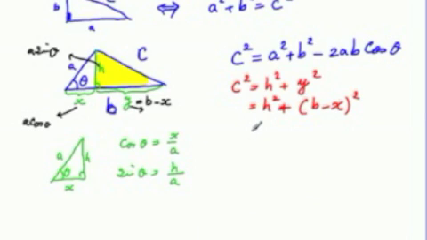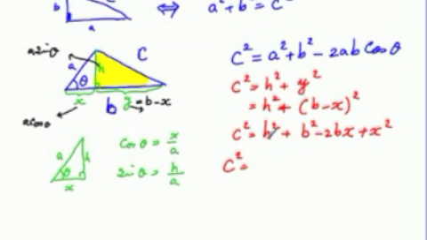So hopefully you remember how to square stuff. B minus x squared, what is that? B squared minus what? 2bx plus x squared. Now let's remember who everybody was. C squared is equal to h. Who was h? A sine theta. Is that right? H was a sine theta. So this is a sine theta squared plus b squared minus 2bx. Who was x? A cosine theta. X was a cosine theta.